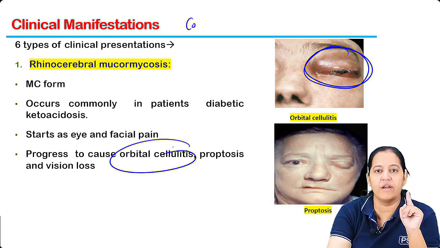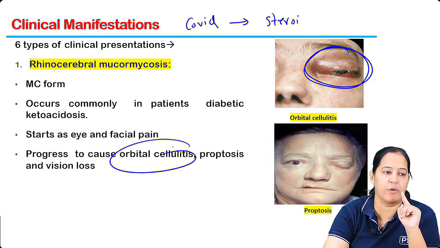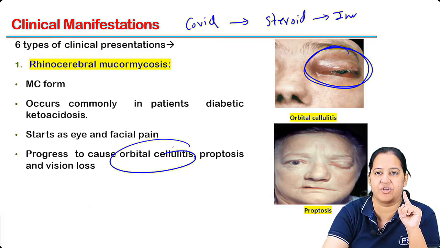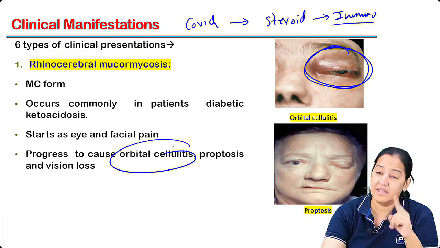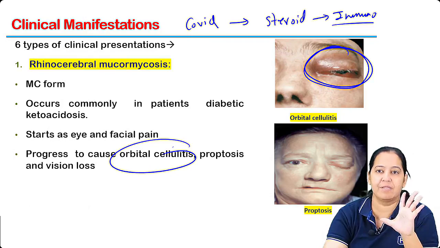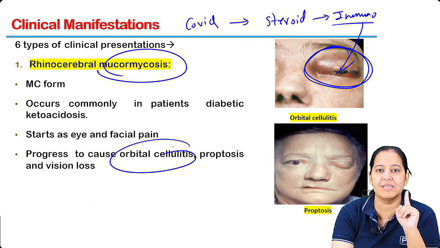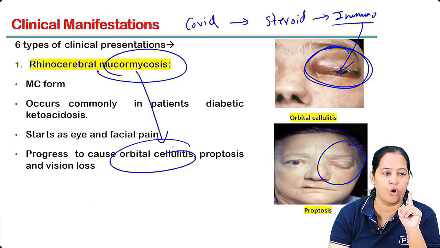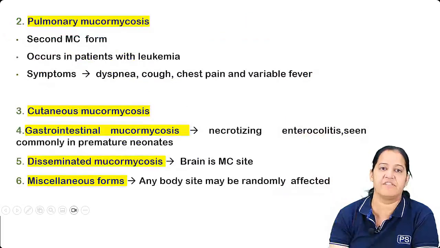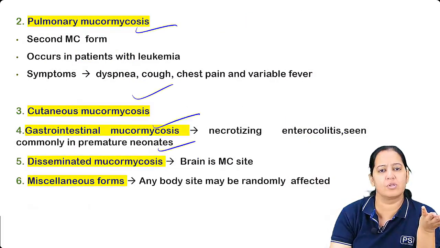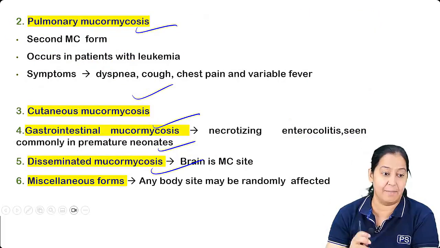Because in COVID, what treatment do we give? In COVID, we give steroids. Long courses of steroid. Because of the steroid, there is immunosuppression. And these are opportunistic fungi. They occur in immunocompromised people, not in healthy people. So after COVID, the most common fungus is mucormycosis. Mucormycosis involves the orbit. Most common cause of orbital cellulitis. So that is the clinical feature. After that, many other organs are also involved, but most common is the orbit. Learn the most common organ. The second is okay, but learn the most common organ.